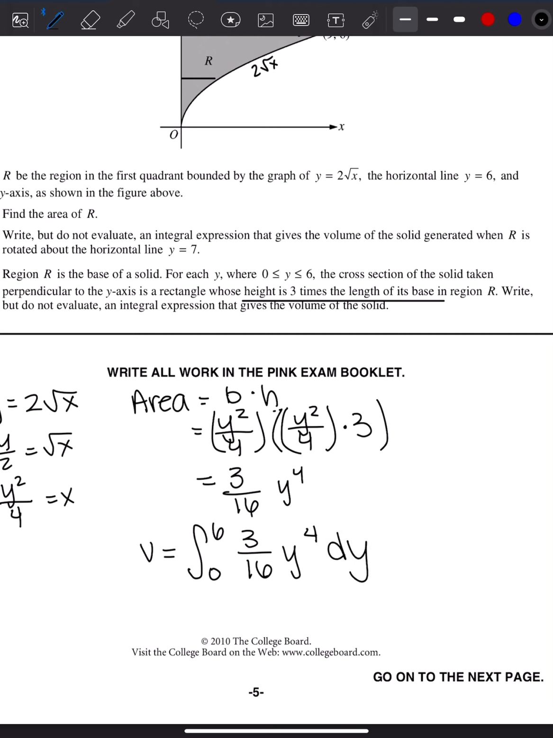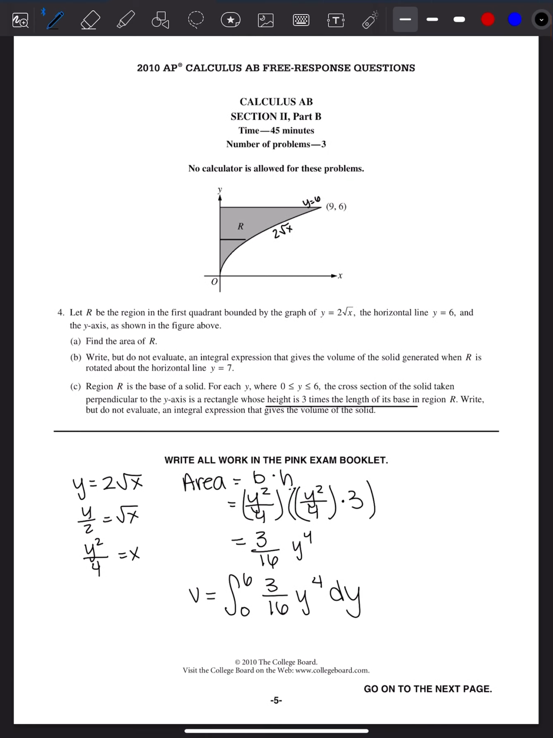Just like the last one, this one is also going to be worth 3 points because each free response problem is going to be 9 points total. 2 points for the integrand, and then 1 for putting everything together.